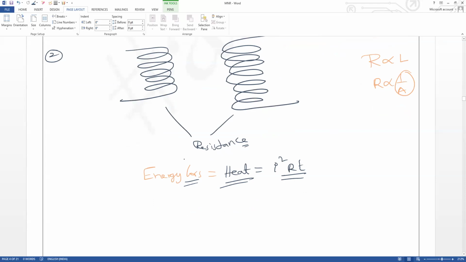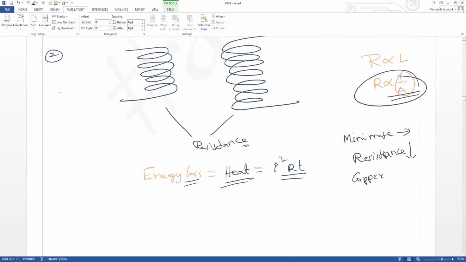Now, to reduce this energy loss, do we increase the length or increase the area? To minimize this loss, of course we cannot make it zero, but we can minimize it. So to minimize, do we reduce the resistance or increase the resistance? We have to reduce the resistance. To reduce the resistance, you have to use a good conductor having high conductivity. Who is having high conductivity? Copper.